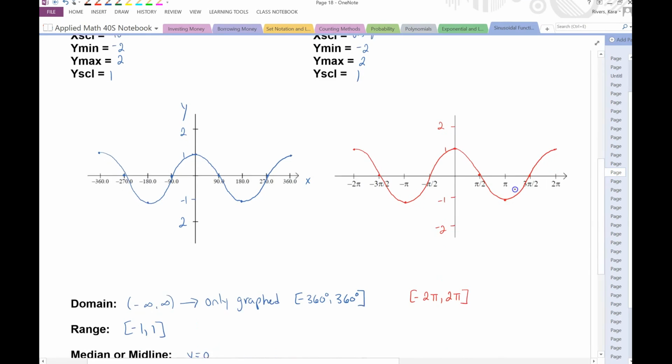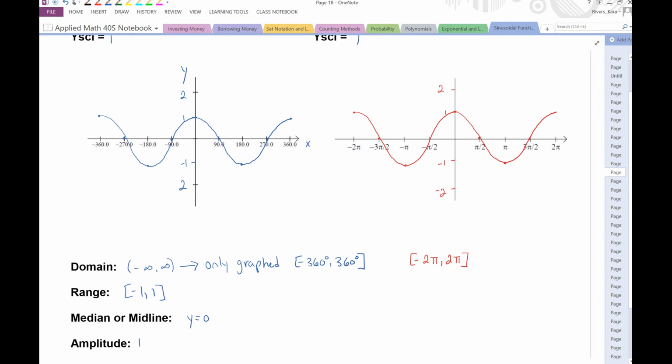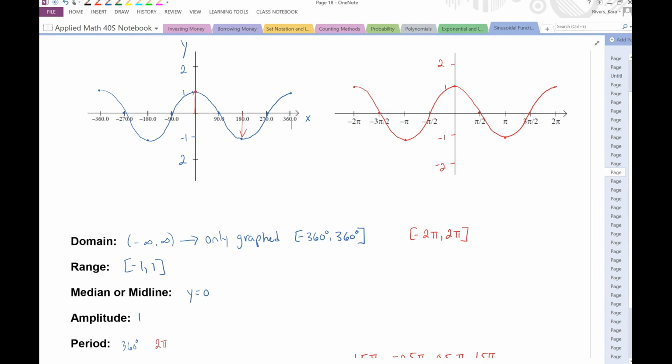If you look down here, our domain goes from -infinity to infinity, although I've only graphed from -360 to 360, in terms of pi radians, -2 pi to 2 pi. The range, the minimum is -1, the maximum is 1, so that's our range there. Median or midline is still the x-axis at y equals 0. Our amplitude is 1, because that's the height, right? You're saying from the midline up is 1, from the midline down is 1. And our period is 360 degrees or 2 pi.